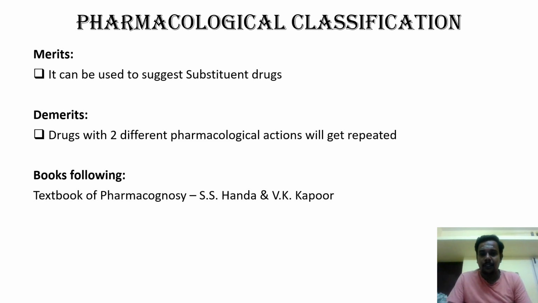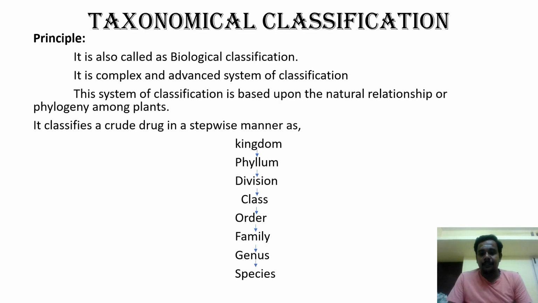If it has two pharmacological actions, then it will get repeated, or else there will be confusion about how to place it, right? And the book which follows this pharmacological system of classification is Textbook of Pharmacognosy by Handa and Kapoor. Famous book, Textbook of Pharmacognosy by Handa and Kapoor. Right, that's about the pharmacological system of classification.